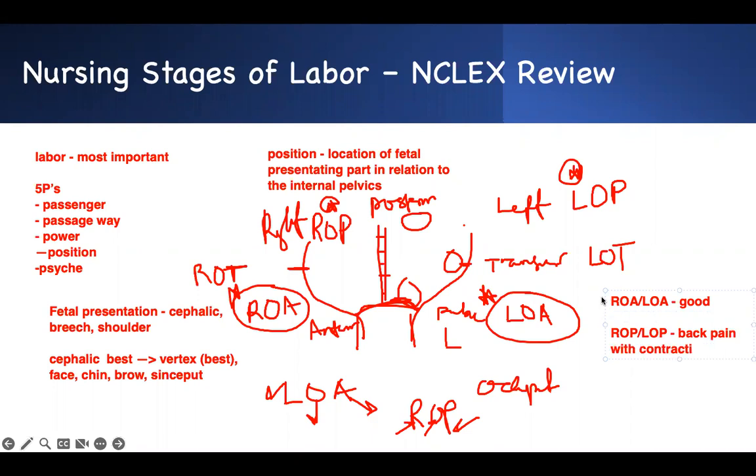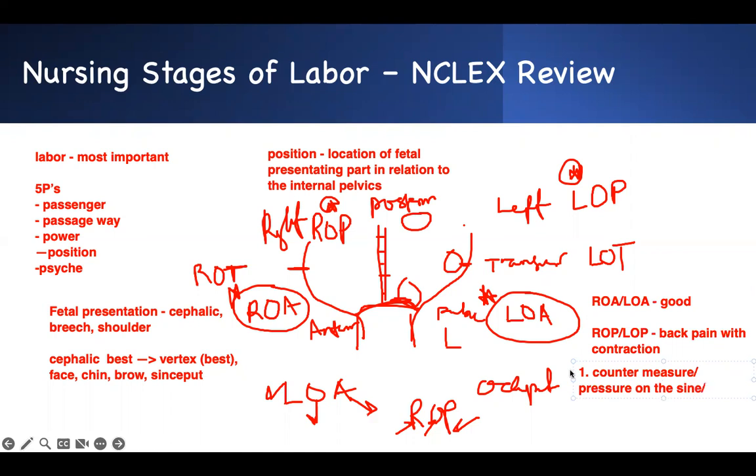So if they give you a question and they say the mother is having labor, every time she has labor, she has back pain, what would you do? This is a classic question they will ask you. Number one, counterpressure. So when the mommy contracts, you put pressure on the spine or back as they contract, and this will help with the pain. That's a key fact. Put pressure on the back to help it.